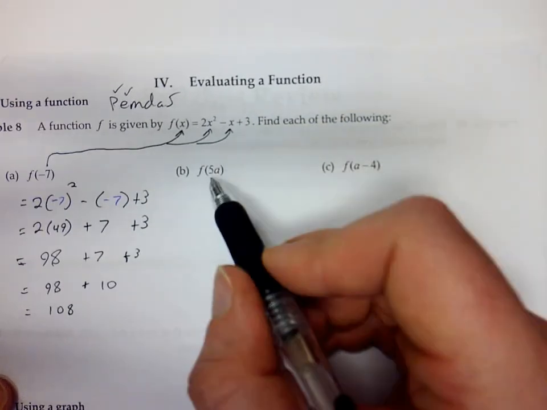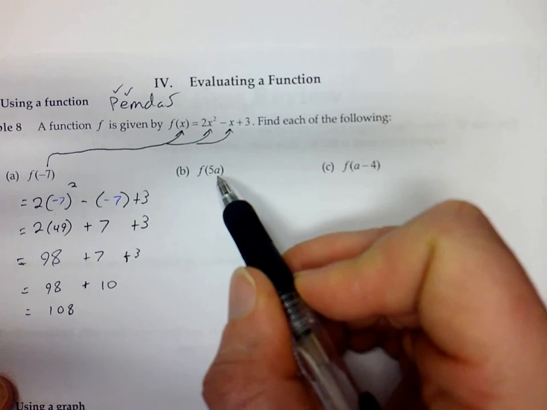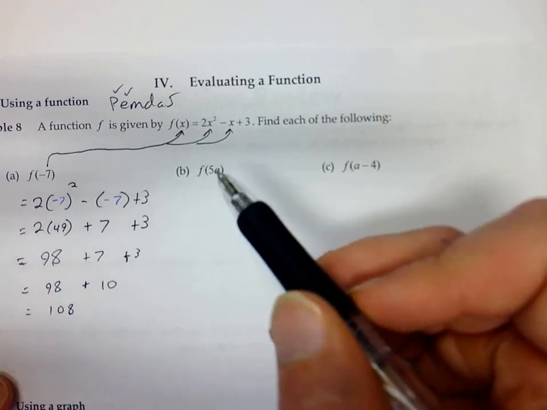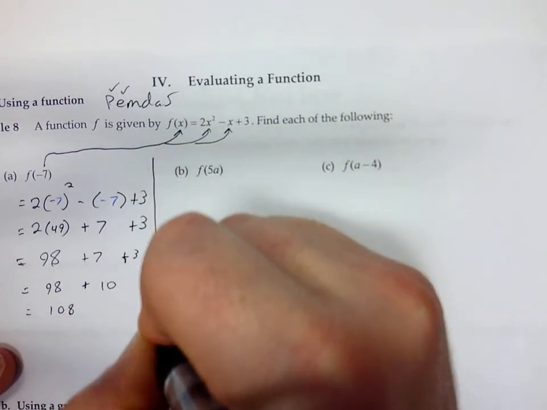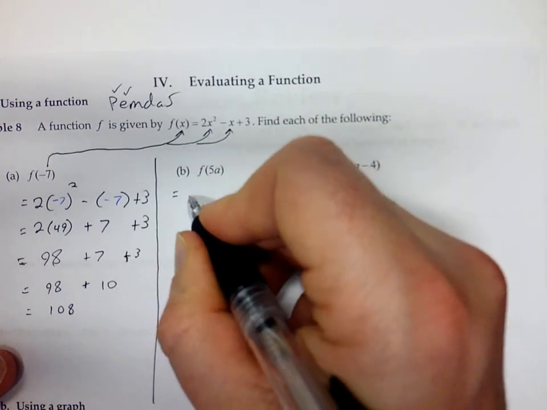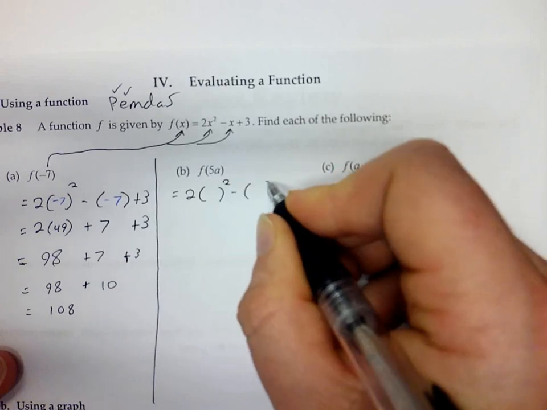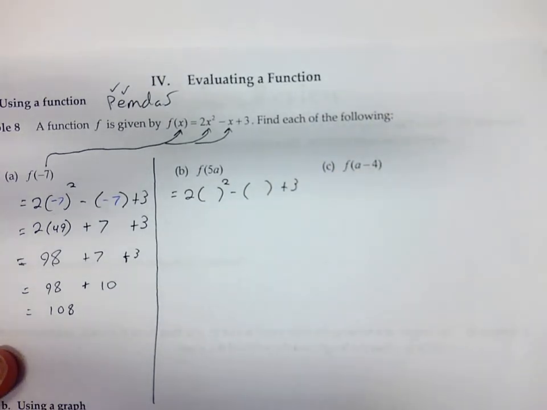Next up on our list, very scary, they've added in another variable. They've added an a here in addition to the number 5. That's okay. We're going to do the exact same thing we did before. Let me separate this. So I have 2 times blank squared minus blank plus 3, and now I'm substituting in 5a.